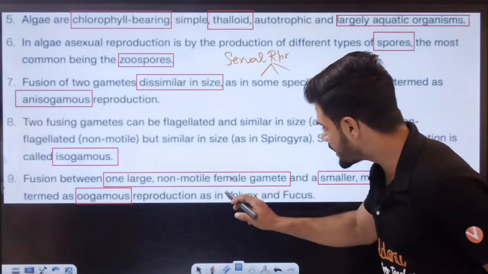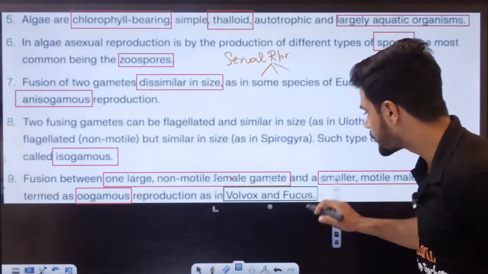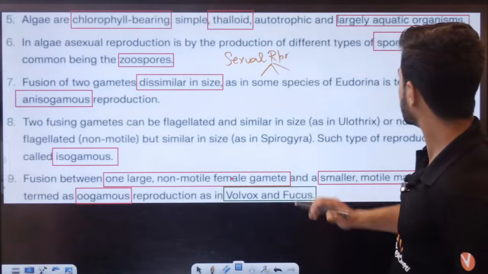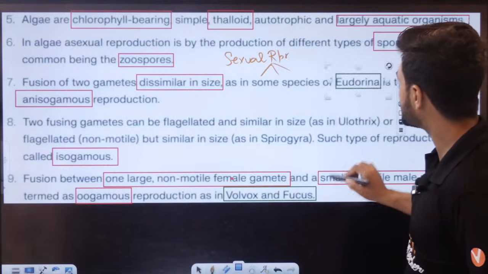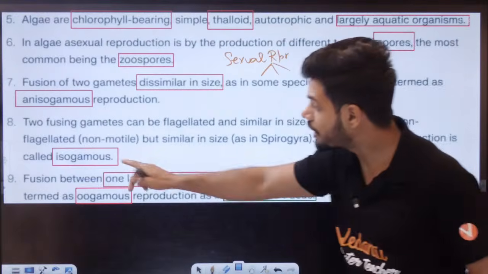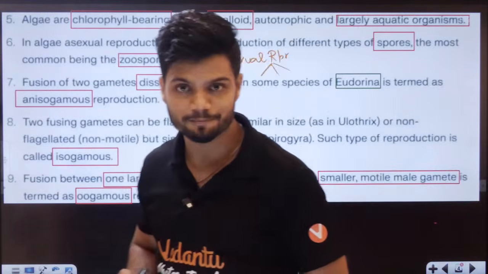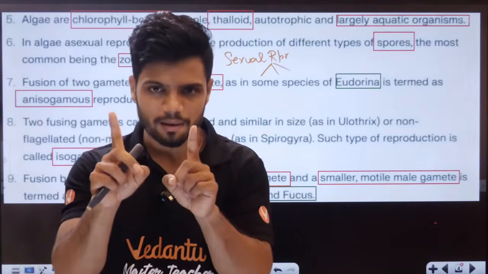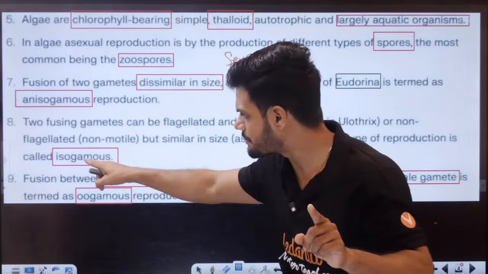In the oogamous type we have Volvox and Fucus. In the case of anisogamy we have Eudorina, which is given as the example here. Now, under isogamous there are two types, students. Now there are two gametes. Iso means same.